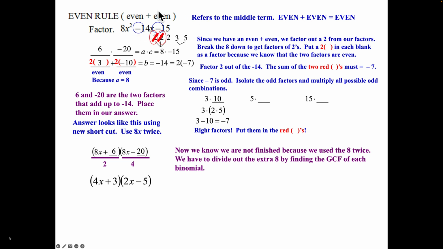So when you run into an even plus an even, we want to think about taking out a 2, putting it in each blank, and putting parentheses there, and whatever is left over after you divide 2 out of the 14 has to make a 7. This case is odd. Now, this could be an even number, which means you're going to have more even numbers up here. Go from there. All right?